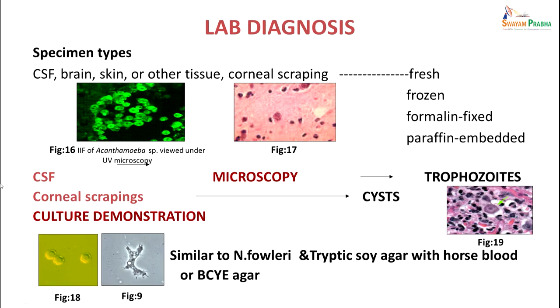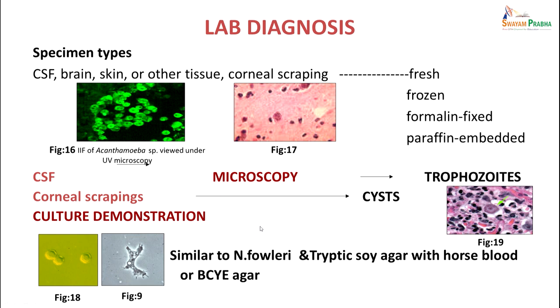Lab diagnosis: the specimens you usually expect to get are CSF, brain tissue if it is involved, skin or any other tissue, or corneal scraping. Fresh mounts can be prepared, they can be frozen, paraffin fixed and stained. You can do immunofluorescence staining, or direct staining such as trichrome, and look for the amoebae. On microscopy you look for trophozoites; cysts can be seen.